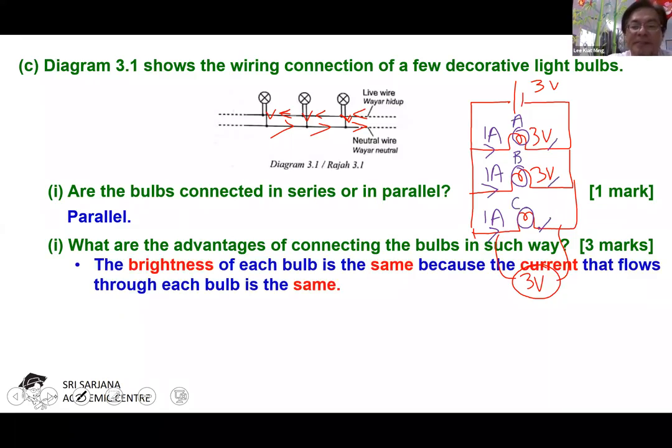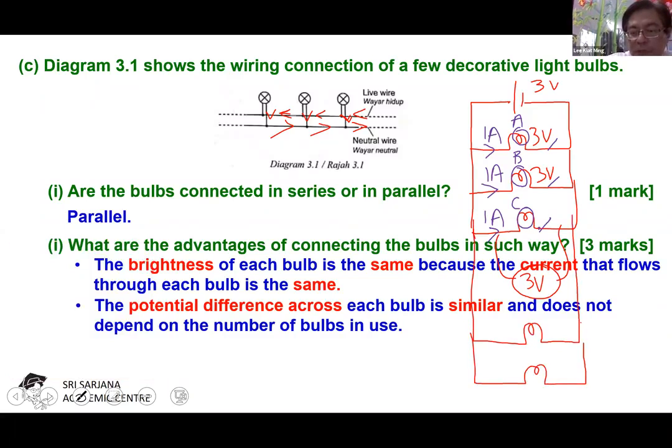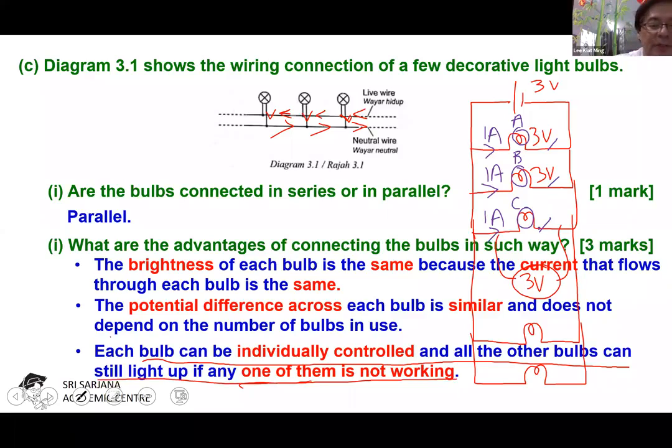The brightness of each bulb is the same because the current that flows through each bulb is the same. The potential difference across each bulb is also similar, and it doesn't depend on how many bulbs. Even if you connect one more bulb here, it is still going to be 3 volt, and one more bulb here is also 3 volt. We don't care how many. And the last one, like I mentioned, is that each bulb can be controlled individually, and all the bulbs can still light up even though one of the bulbs is burnt. Clear? This one is from Form 3, so I don't have to spend too much time on this.